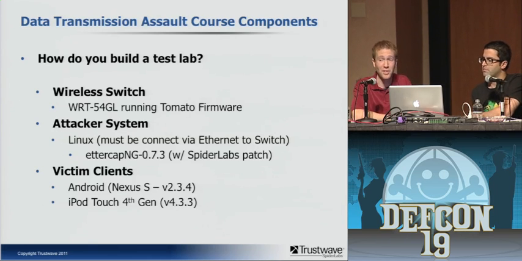So, how do you actually build a test lab then? Well, there's a lot of ways, obviously, but one of the simplest and cheapest ways is to get yourself a cheap SOHO switch and router, like a WRT54GL or something, and typically you'd like it to be able to run a third-party firmware like Tomato or DD-WRT. You want to run an attacker system. In our case, we used Linux because it's much easier to compile Ettercap there than anywhere else. And we also added a patch to it that we'll be discussing in a little bit. And then you need some victim clients. In our case, we have a Nexus S that was running at the time the latest version of Gingerbread, and an iPod Touch fourth generation, which was running iOS 4.3.3.